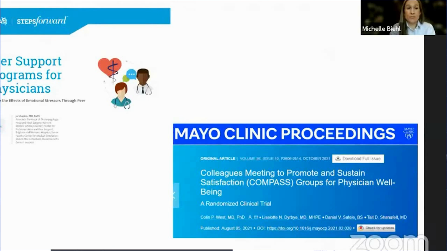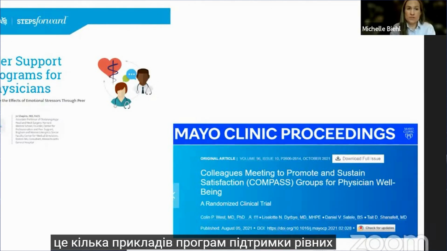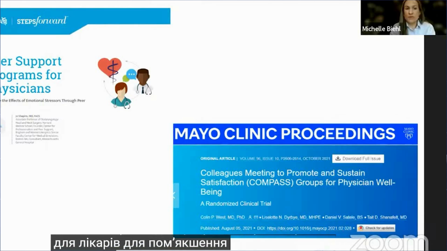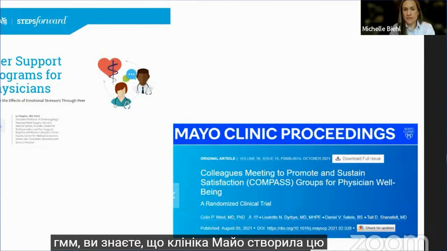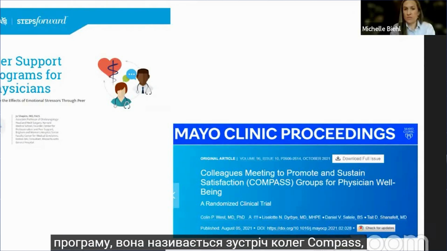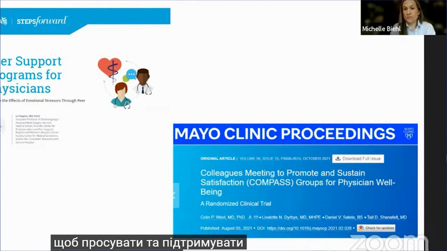These are some examples of peer support programs for physicians to mitigate effects of emotional stressors. Mayo Clinic built this program called Compass, Colleagues Meeting to Promote and Sustain Satisfaction. Groups for physician well-being a few years ago, and it has been very successful as well. Next, please.